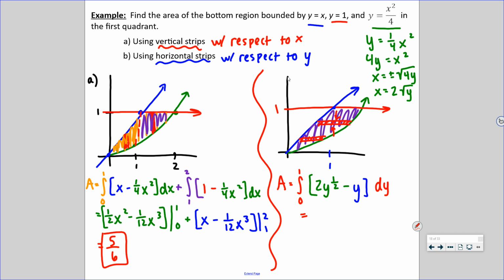Add 1 to the power, which is 3/2. Divide by 3/2 and that gives me 4/3, minus 1/2 y squared. Plugging in 1, plugging in 0, you also get 5/6 for that. Which obviously makes sense because we were finding the same area with two different methods.